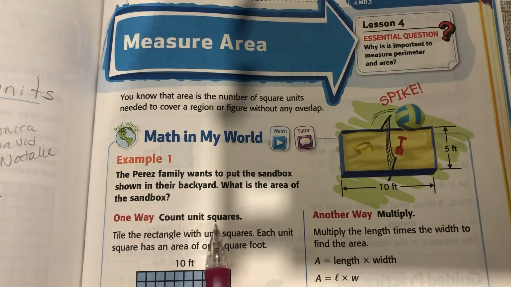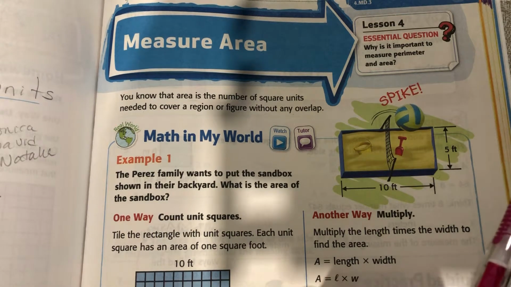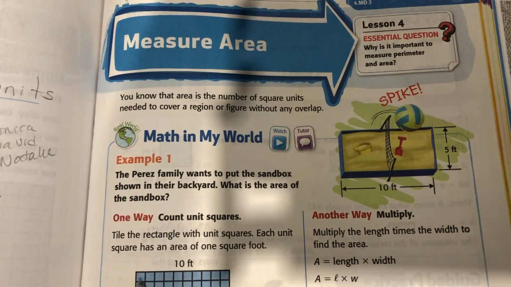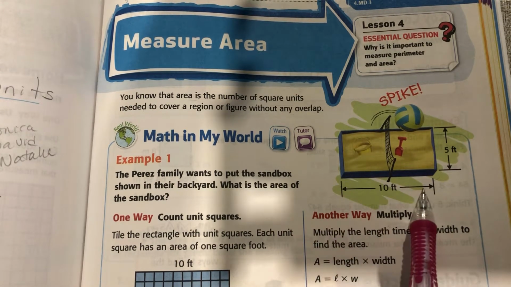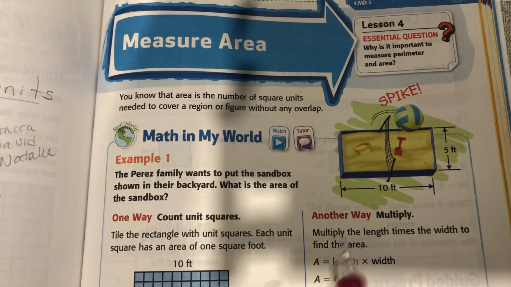So one way is count unit squares. Tile the rectangle with unit squares. Each unit square has an area of 1 square foot. So if you were using little manipulatives, little squares, you could actually just line them up. Here's the measurement, 10 feet length and 5 feet width. So then you would go 10 here, 5 here, and then make the 5 rows of 10 and count them. Or you can just go and multiply.